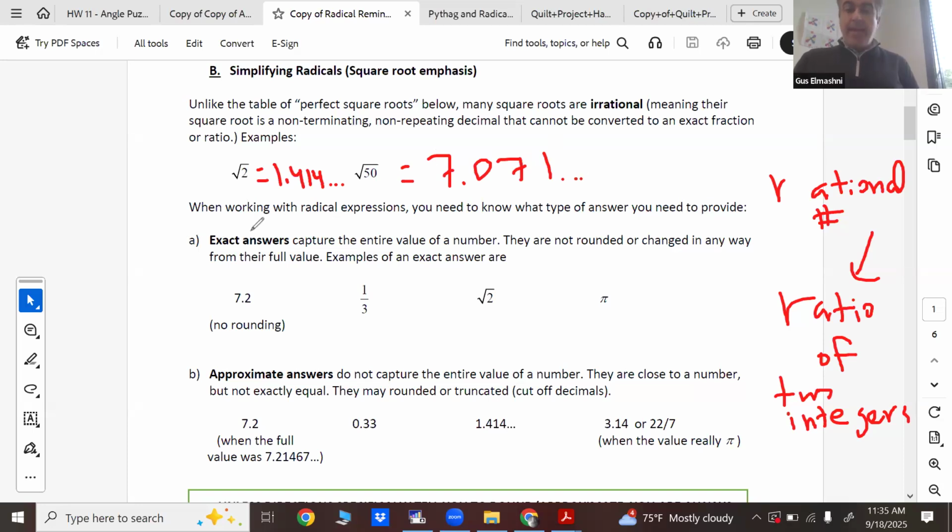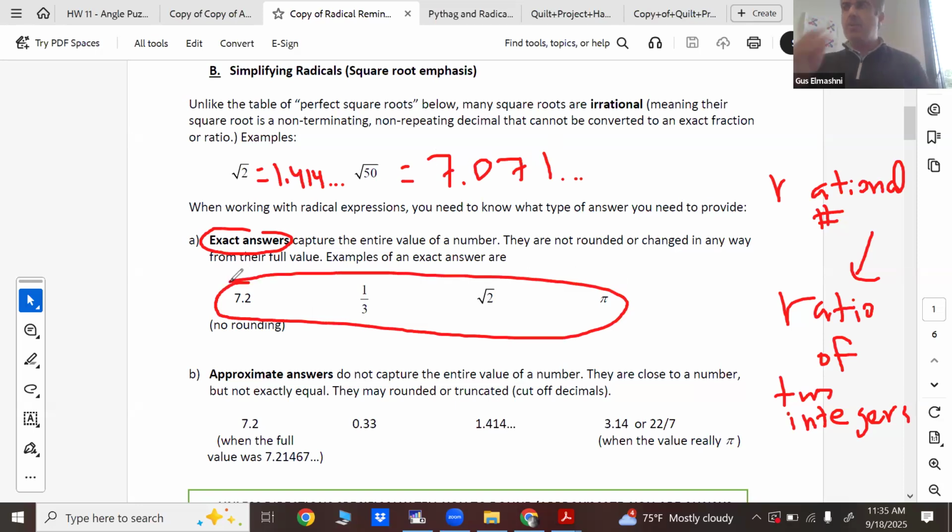So exact answers, that's precisely what it means to be exact. They're not rounded or changed in any way. They are what they are. These are all considered exact answers. So 7.2, and that says nothing to follow after that. 1/3, root 2, pi, and so forth.